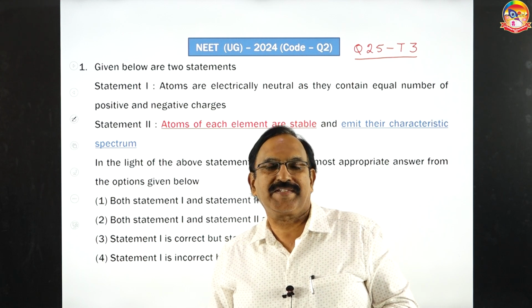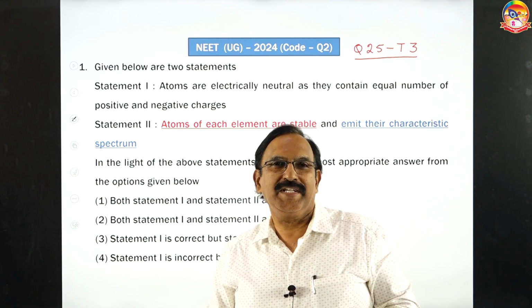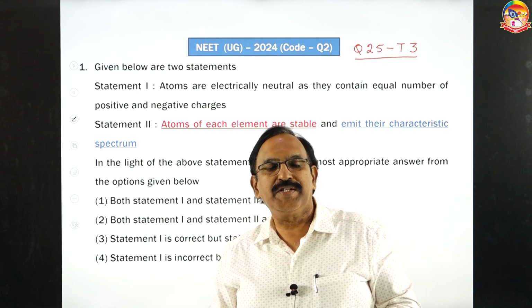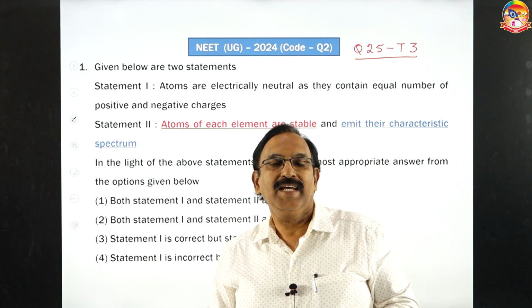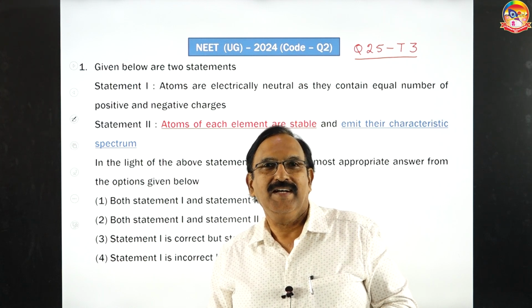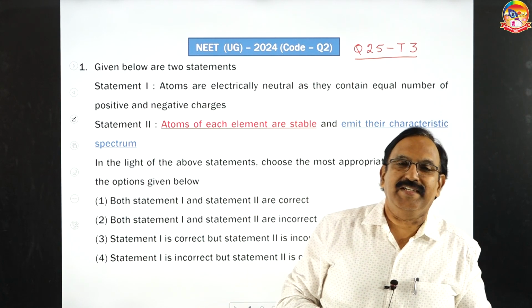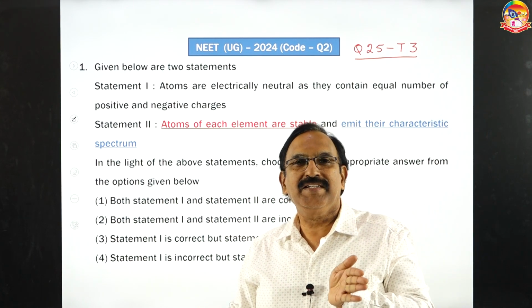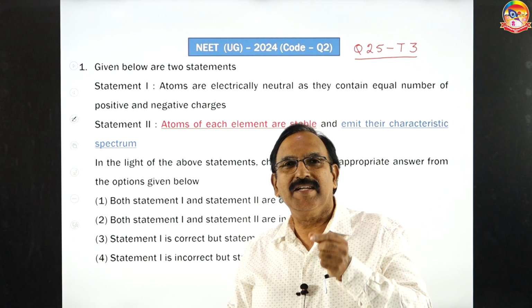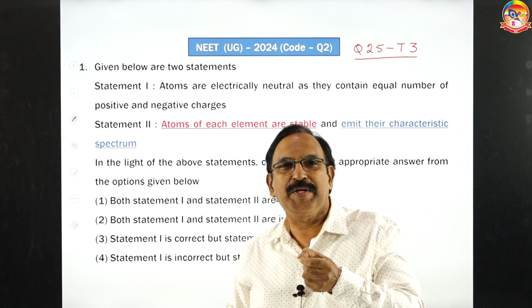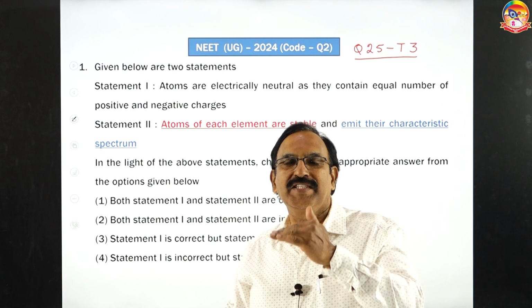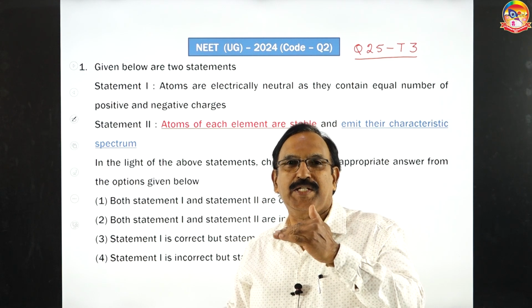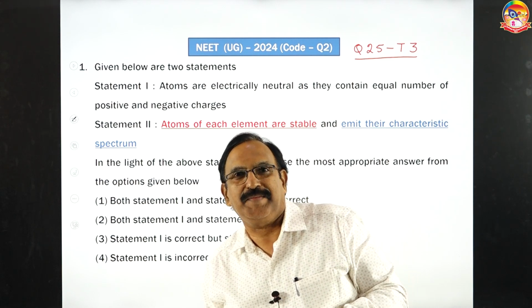Now we are going to discuss one of the questions that came in NEET 2024, and it happens to be an ambiguous question. We want to discuss why the question went ambiguous, and if the question is proven to be ambiguous, what should be the final answer for this question. What do the students expect from the NTA authorities?